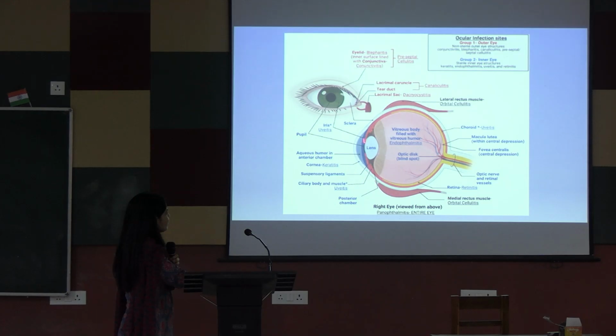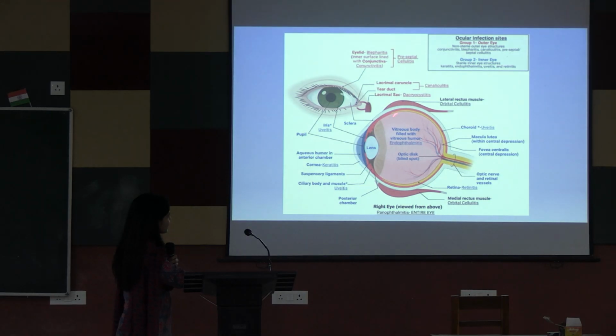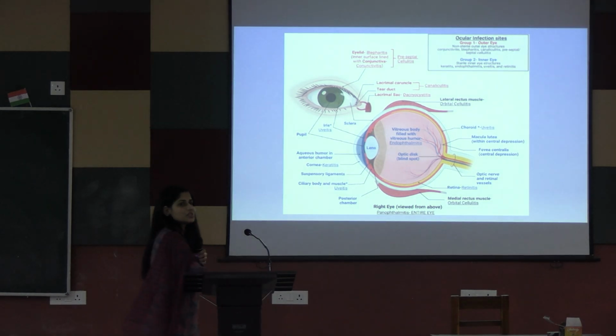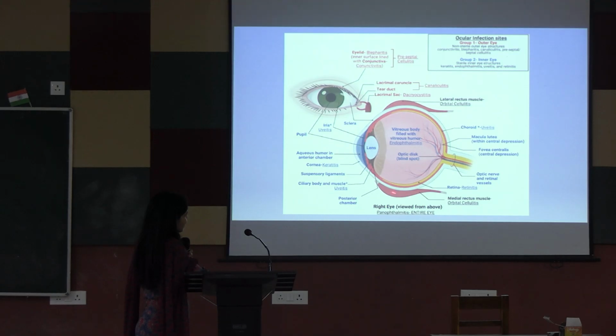Then this portion is the sclera, which is covering the eye. Behind this, what is this? What does this sphere have? It's the vitreous humor that gives shape to your eye. It's a jelly-like fluid, and when this portion is altogether affected, it is known as endophthalmitis.